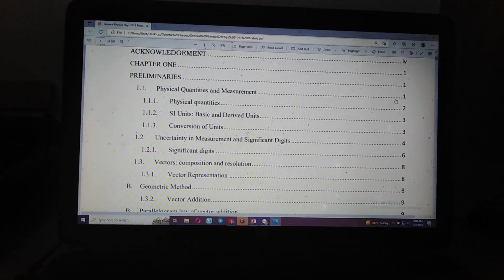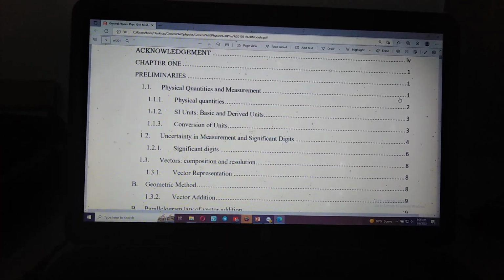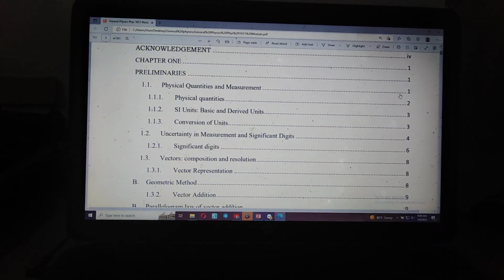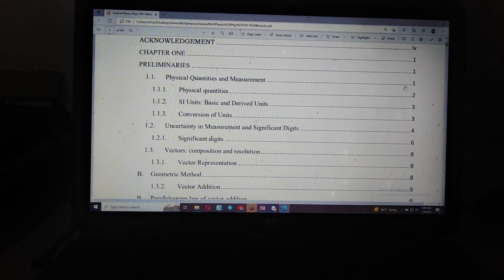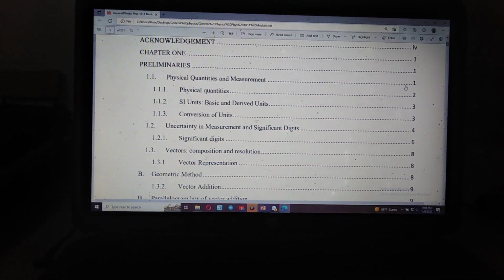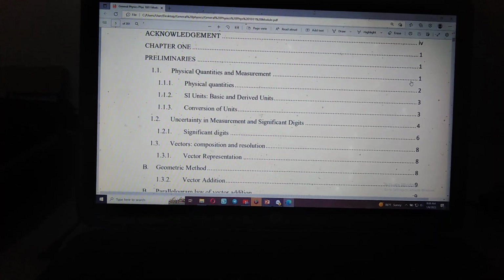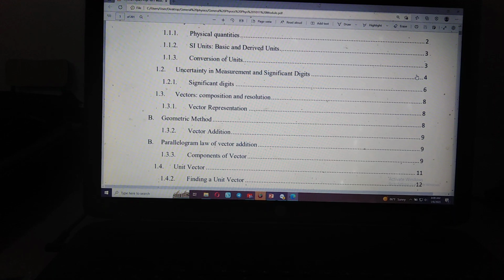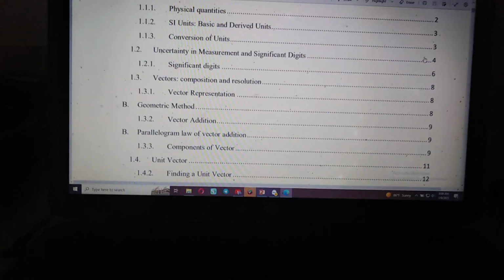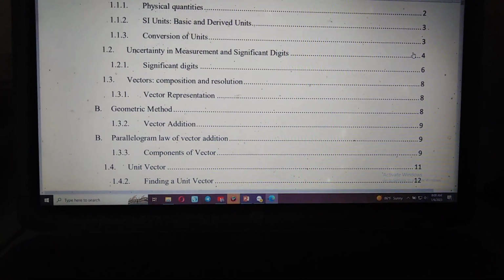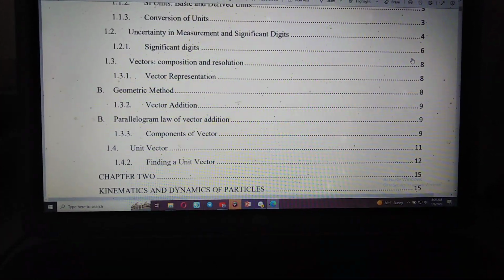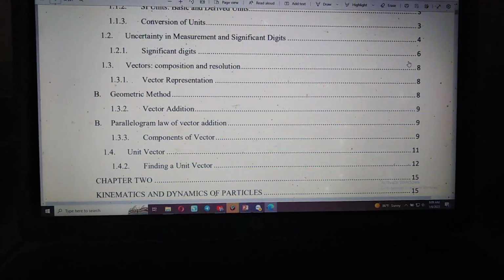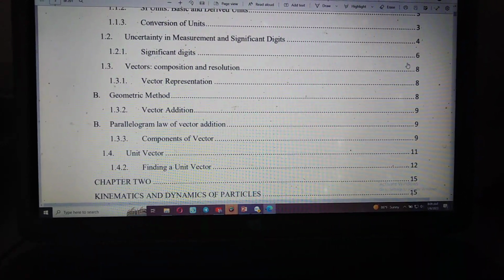Significant digits, vectors, composition and resolution, vector representation, geometric methods, vector addition, the parallelogram law of vector addition, components of a vector, unit vector, and finding a unit vector are included under the preliminaries, or chapter 1.